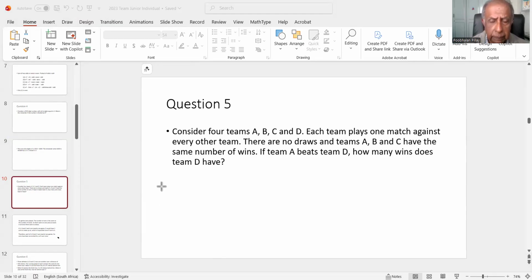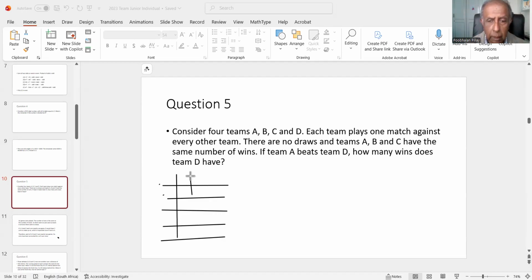Okay, let's draw a table of the wins and losses. You've got 4 teams. Okay, so you've got these teams play against each other. Let's put down A, B, C, D. Those are the teams.